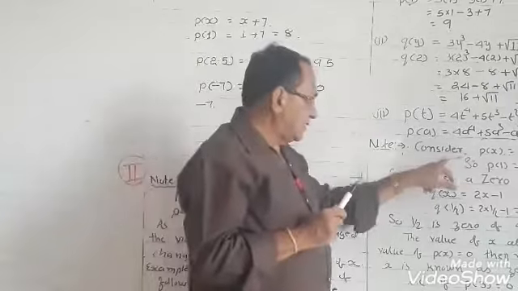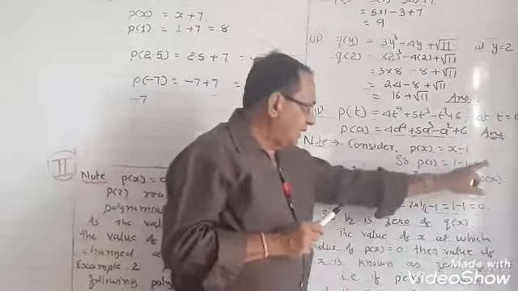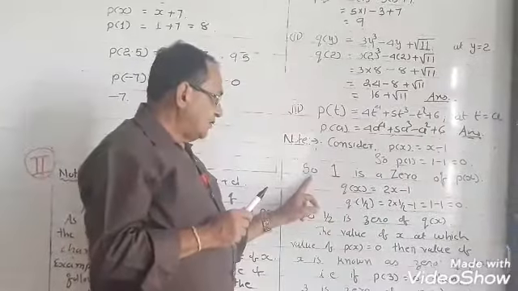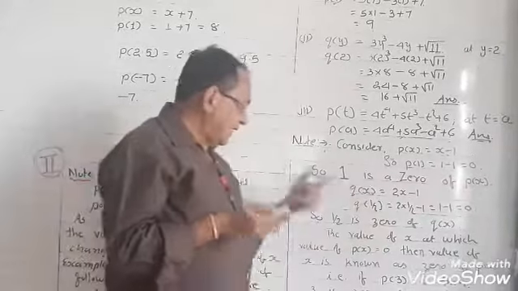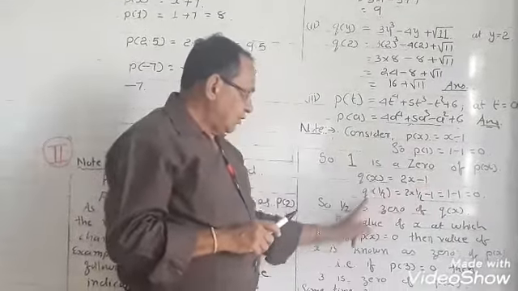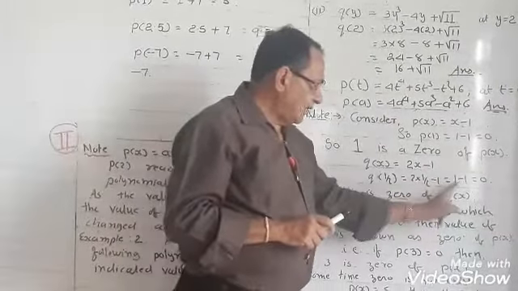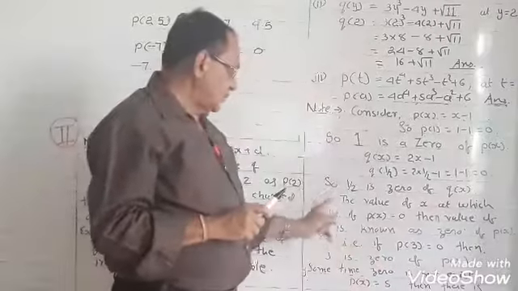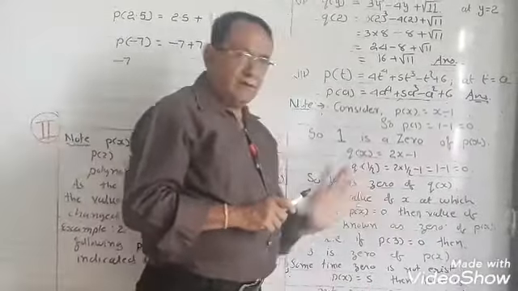Here I have one more example. Consider P(x) is equal to x minus 1. P(1) is 1 minus 1 is equal to 0. Therefore, 1 is the zero of P(x). I have taken another example. Q(x) is equal to 2x minus 1. Q(1/2) is 2 into 1/2 minus 1, 1 minus 1 is equal to 0. So 1/2 is the zero of Q(x).